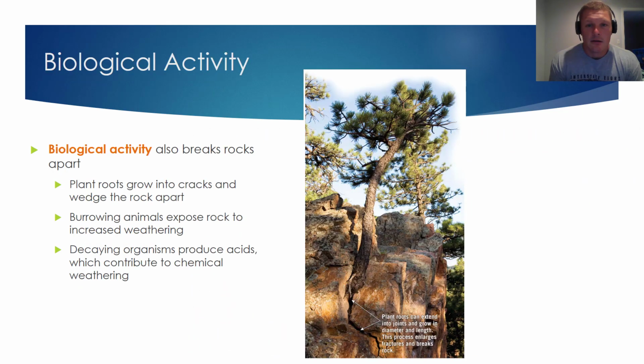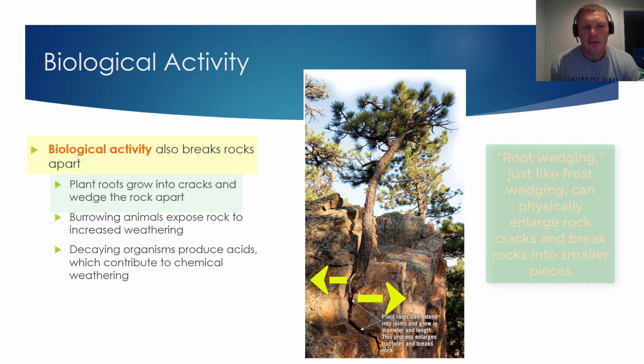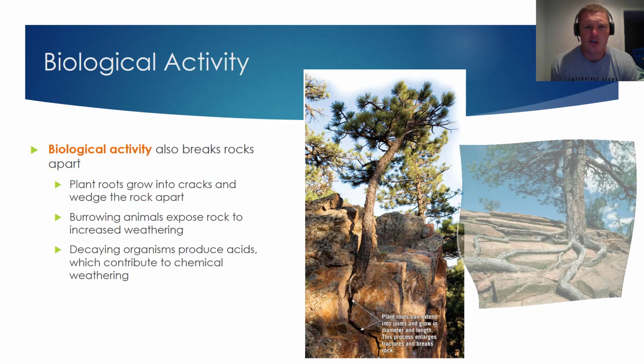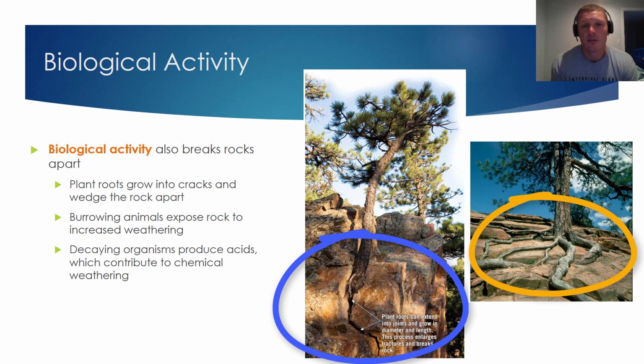Another mechanical weathering process to consider is biological activity. For example, tree roots can extend into rock layers, and as they grow, they can enlarge fractures in rock and physically break the rock apart. In this class, when we talk about biological activity and mechanical weathering, our primary focus is going to be on tree roots and plant roots that are capable of fracturing rock layers and breaking rock.